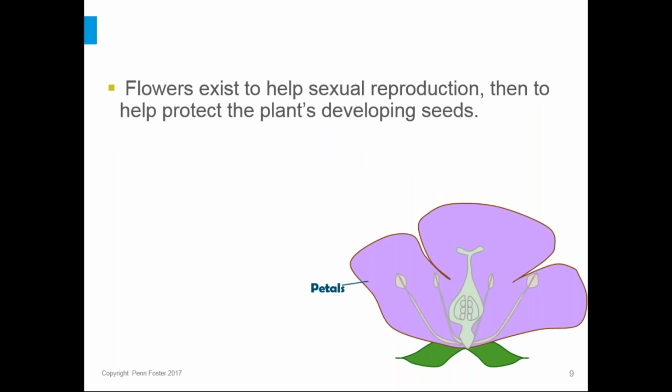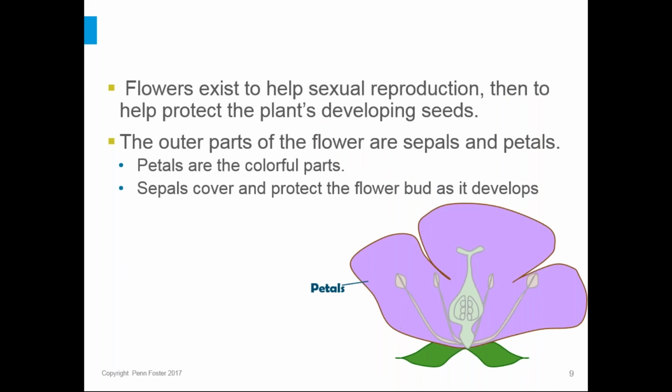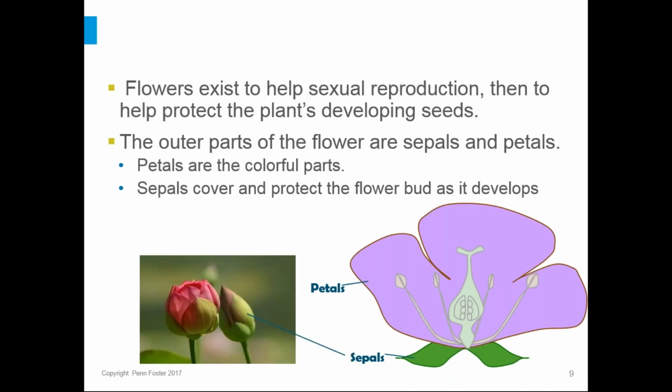Flowers exist to help the male and female gametes come together in sexual reproduction, then to help protect the plant's developing seeds. The outer parts of the flower are the sepals and petals. Petals are the colorful parts, and sepals cover and protect the flower bud as it develops, and then they look like tiny leaves at the base of the flower when it blooms.